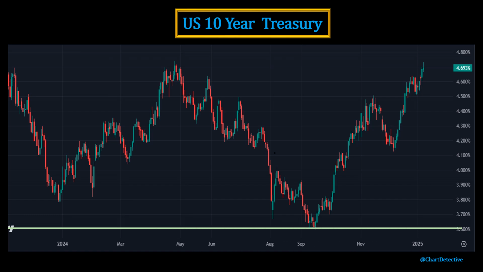This is the low for the year at 3.6%, and this is the high. It made the high earlier in April and again back in December to January.